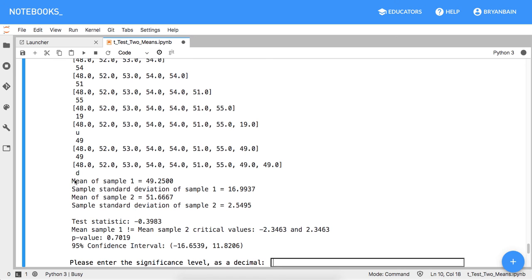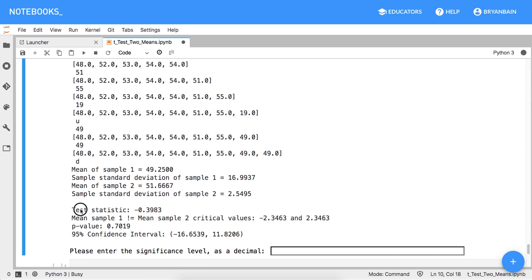All right, so this one will give us the means and sample standard deviations for each. Here is the important stuff. We have our test statistic, negative 0.3983, our critical values. So notice our test statistic is in between the critical values. It's not inside the rejection region. Our p-value, pretty high. So our confidence interval, since it is two-tailed, this particular one does give us a 95% confidence interval. Notice a difference of 0 is in between negative 16.7 and 11.8.